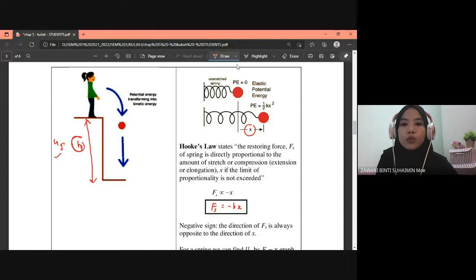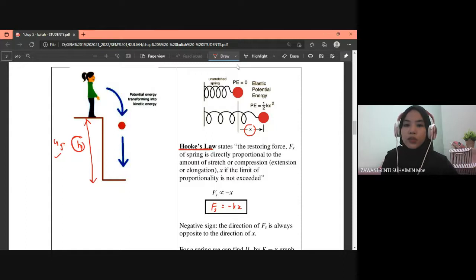Okay, so Hooke's law is a very famous law that we use when we are dealing with a spring ataupun elastic material. Okay, so Hooke's law state that the restoring force of a spring is directly proportional with the amount of stretch or compression X if the limit of proportionality is not exceeded.